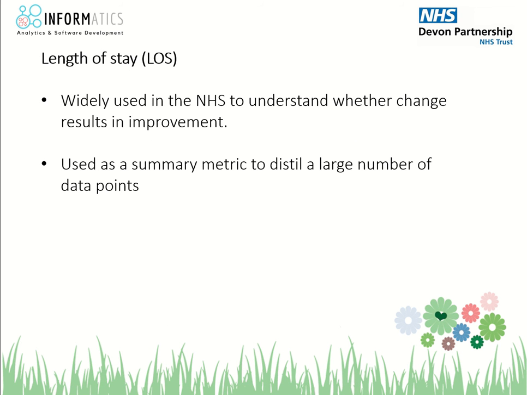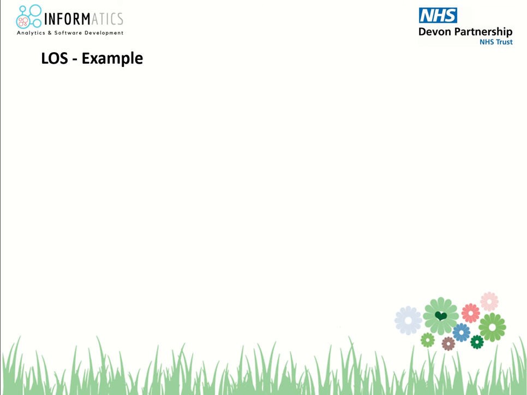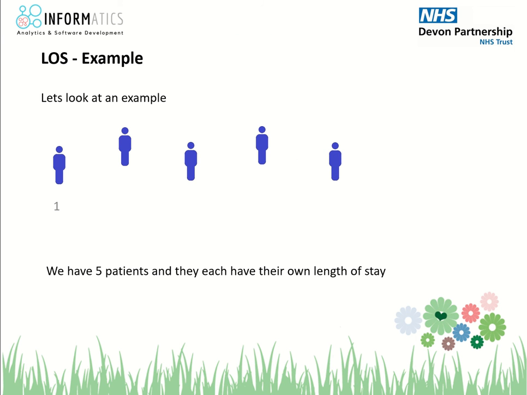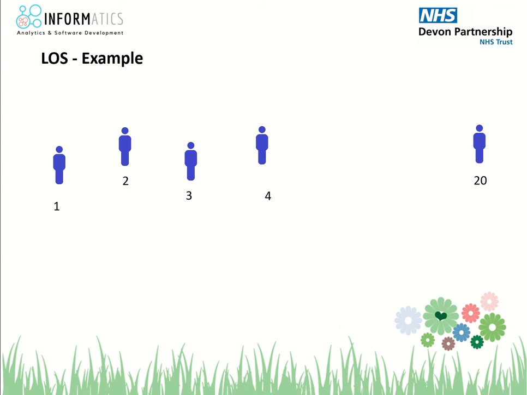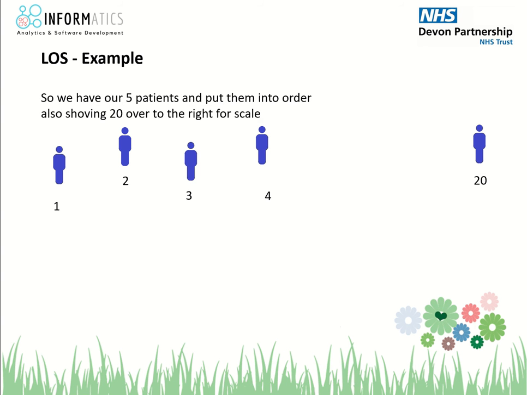Length of stay is a summary metric aimed to give us an idea of what's going on within our wards. Best explained by having a look at a very, very simple example. So we have our ward of patients, and each of them has its own individual length of stay. So there's 1, 2, 3, 4, and finally 20 days. So let's chuck them into order, just to make it a little bit easier to see. And we are also going to bang Mr. 20, Bob over there, over to the far right hand side, just for a bit of an idea of scale.